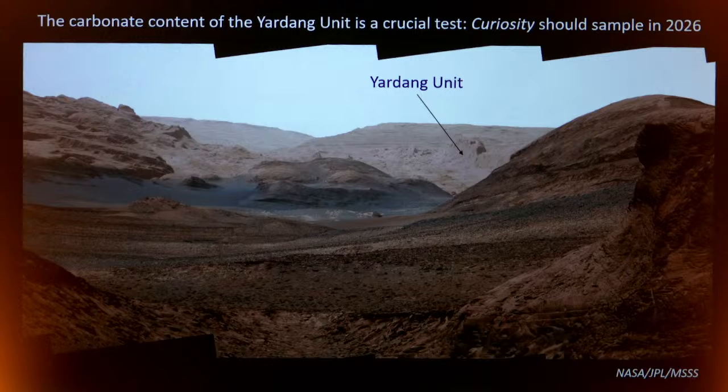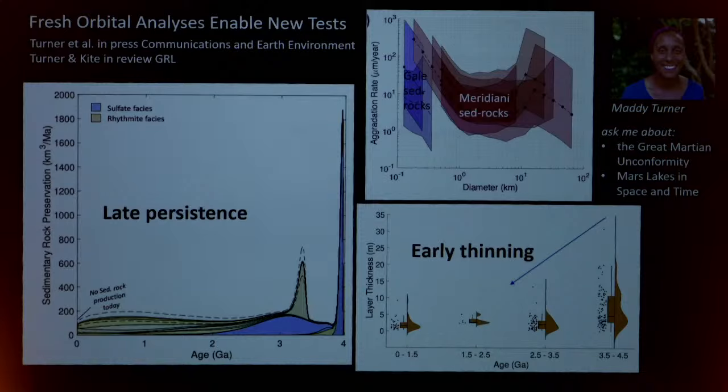So William Rapin hypothesizes that this will be rich in one kind of thing. I hypothesize that this will be rich in carbonate rocks, carbonate minerals. If it's not, then the story that I am telling you today is probably wrong. So extended missions are very important, and I hope that Curiosity makes it to the Yardang unit in 2026. The orbital data still have many things to tell us.